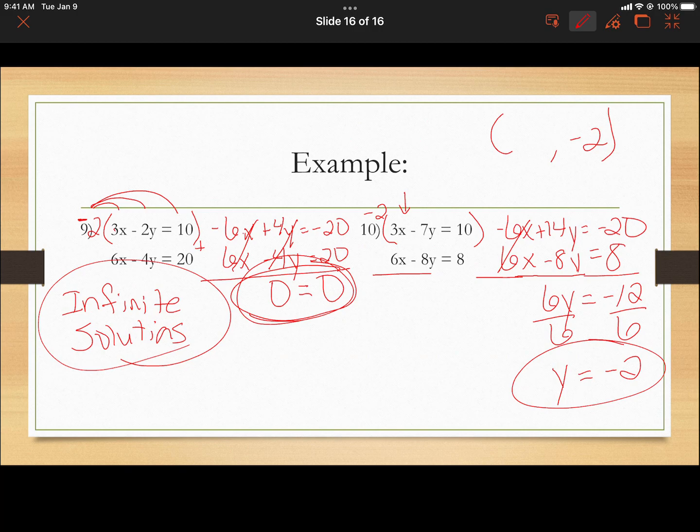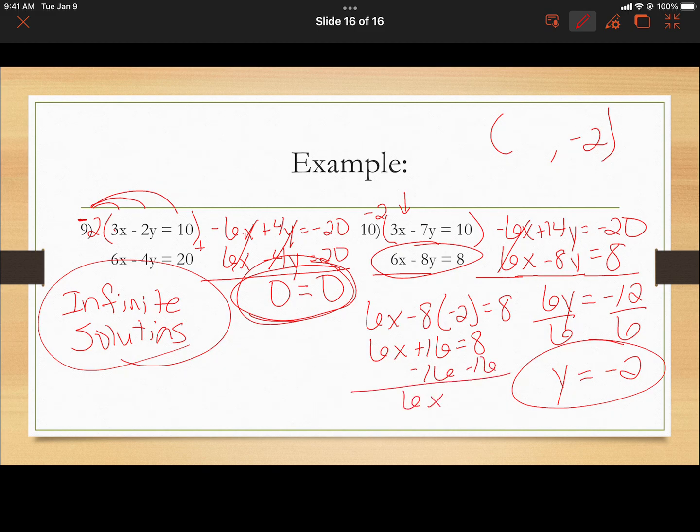We have to find x. Pick either equation. I'm just going to go ahead and take this bottom one. 6x minus 8. I know my y is negative 2. This would be 6x. Negative 8 times negative 2 is a positive 16. Subtract the 16. 6x equals negative 8. Divide by 6. So it's negative 8 over 6. We can reduce that to negative 4/3. So negative 4/3, negative 2 for our answer.